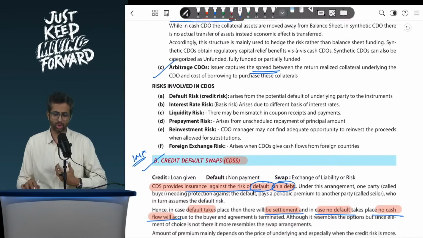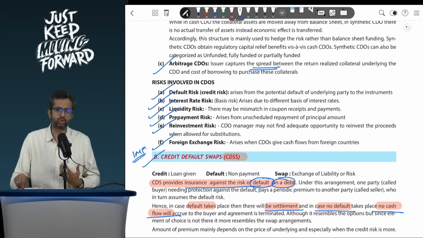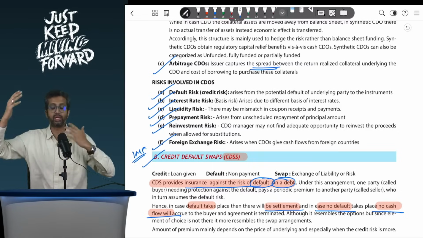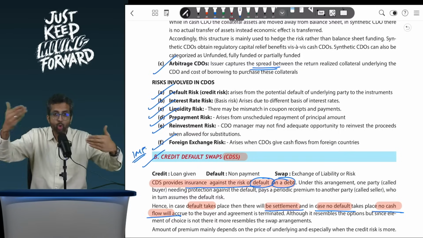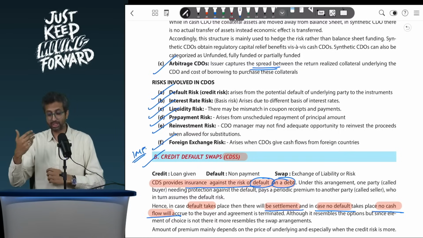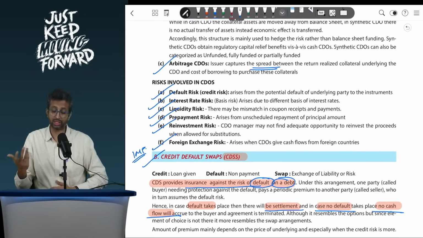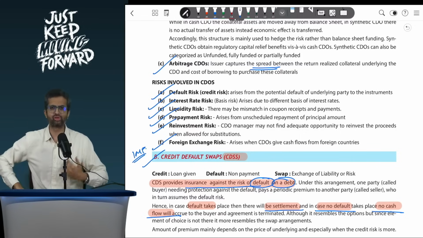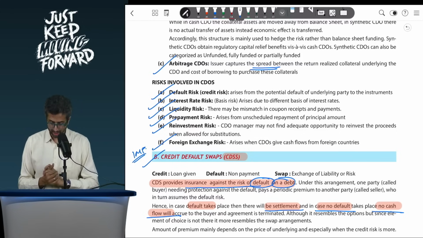The risks involved in CDO, as we say, default risk can be there, interest rate risk, liquidity risk, prepayment risk. These are the same risks which are there in case of a bond. Possibility of a default, possibility that interest rate changes, possibility that there is no trading at least in these instruments, so there is a liquidity risk. Prepayment, money may come early. That money which comes early, I'll have to deploy it somewhere, maybe at a lower rate, reinvestment risk. And then foreign exchange in case of foreign exchange items. So this is similar to the risks of a bond.